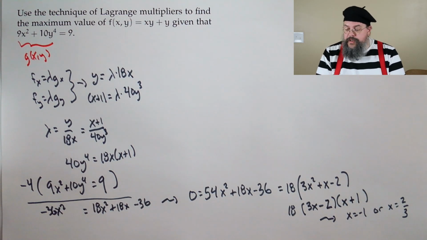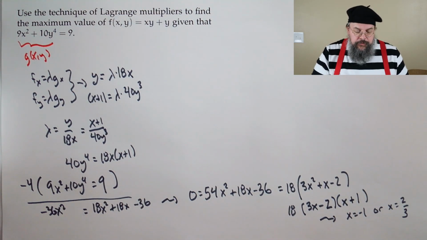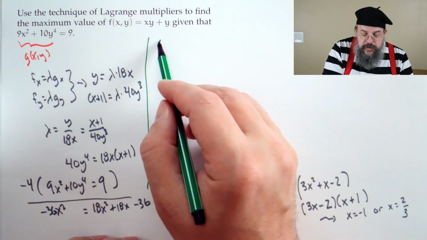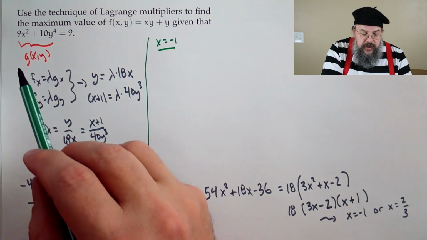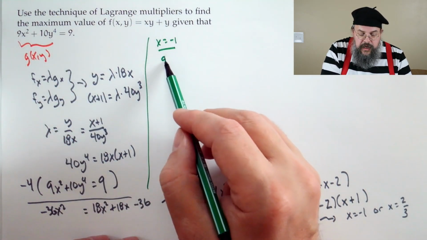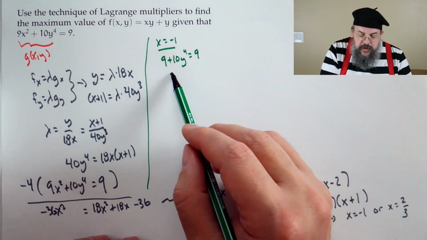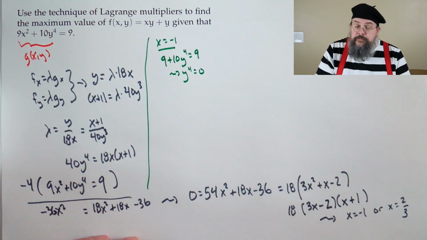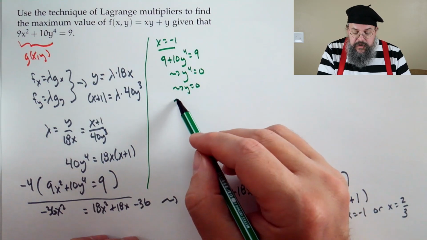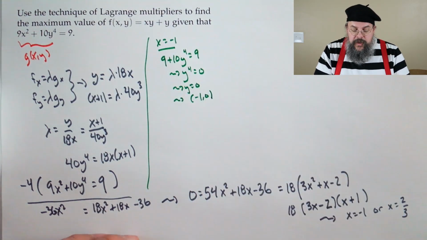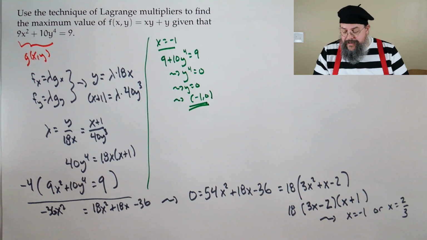If x equals -1, where does that take us? Well, let's follow it through. So x equals -1. That would say, I can use any relationship. For instance, I can use this relationship. I would say 9 plus 10y to the fourth equals 9. Well, that would tell us y to the fourth has to equal 0. There's only one way that can happen. That says y equals 0, and that means we're at the point -1, 0. Okay, so this is a point we have to look at. Not the only one, but it's one we have to look at.